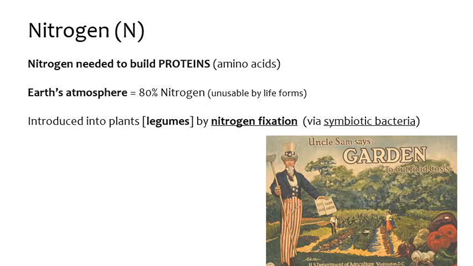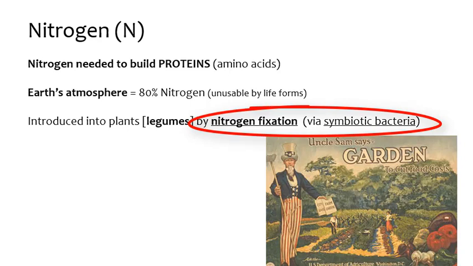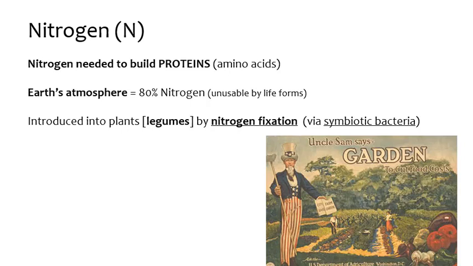That type of nitrogen has to be modified by a specific group of bacteria called nitrogen-fixing bacteria. These bacteria often have a symbiotic relationship with certain plants, the legumes, plants like peas and beans.